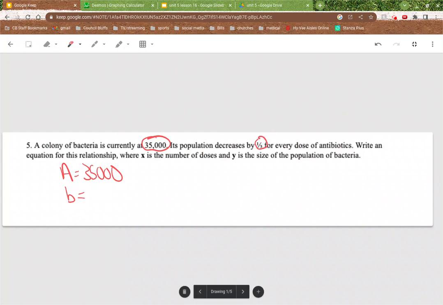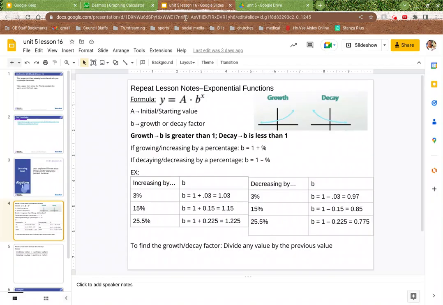Now, even though it says it's decreasing by 1/3, that does not mean B is going to be 1/3. Okay? B is how much, if it's decreasing, is how much of its value does it keep. So if the colony loses 1/3 of its population, how much of its population does it keep? Well, if it loses 1/3, then that means it keeps 2/3. So 2/3 is what we're going to plug in for B.